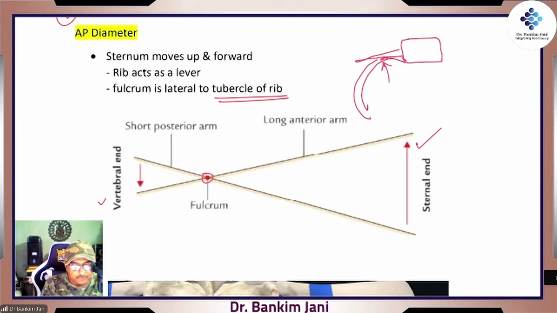So with that, this vertebral end is the short posterior arm. A small movement on the vertebral side, because of the principle of lever, will produce a big movement on the opposite side.